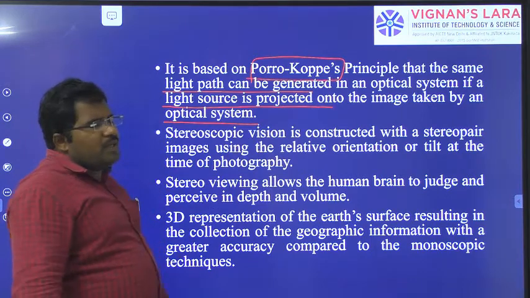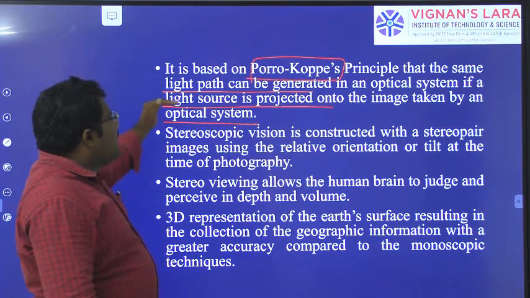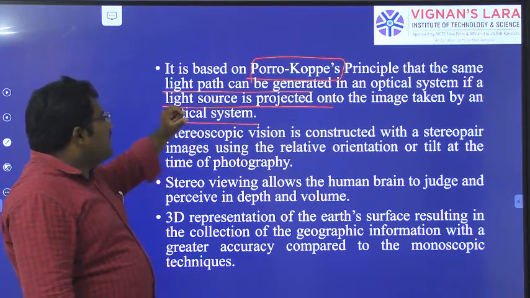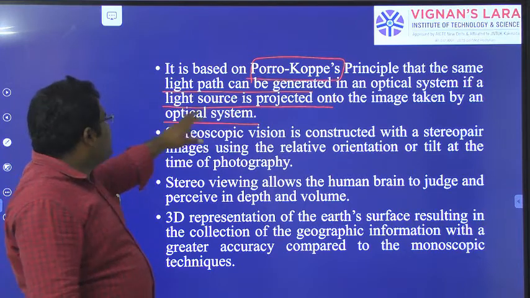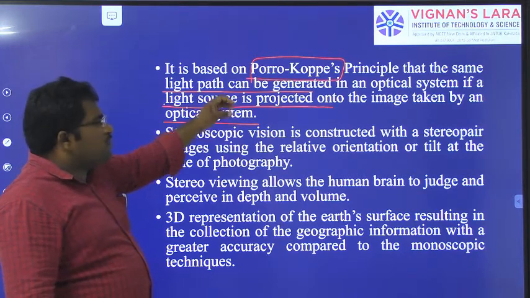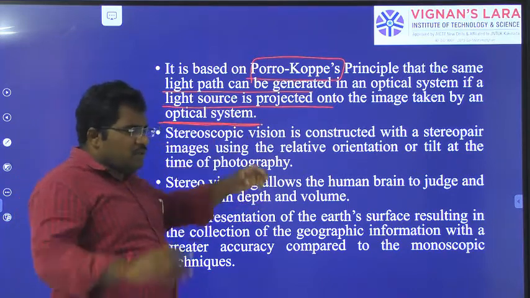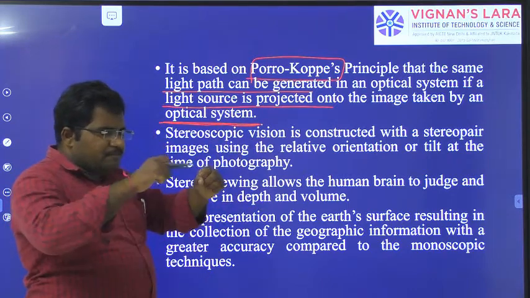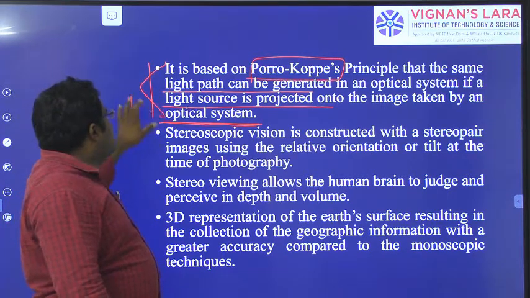The principle behind the Porro-Koppe principle is that the same light path can be generated in an optical system. In an optical system we can generate the same light path if the light source is projected onto the image taken by an optical system. Same image we are going to take now. This is the principle. You need to remember this one.